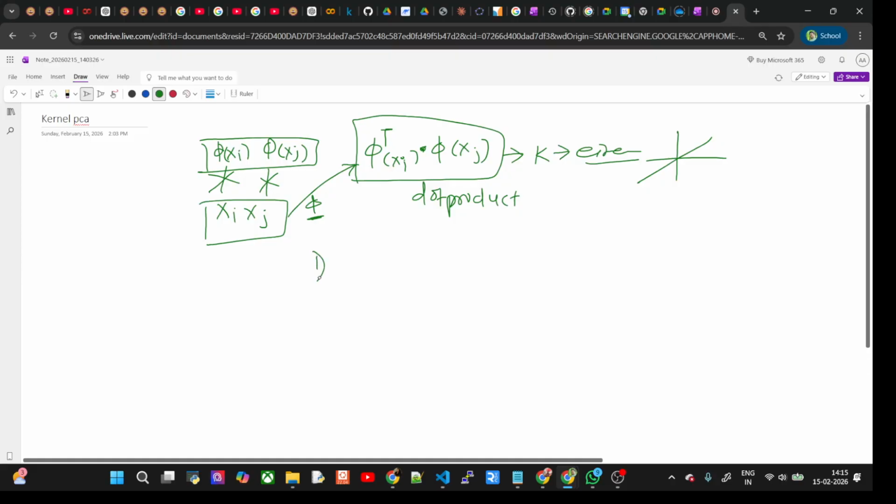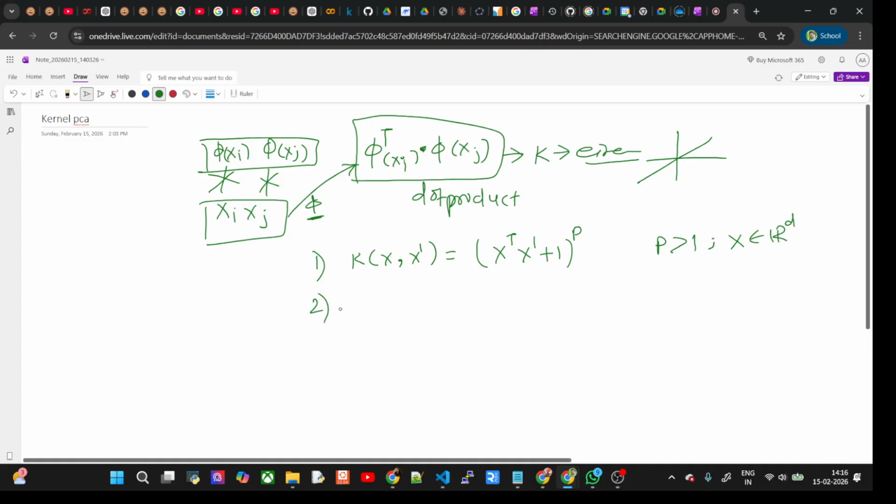And we saw there are two kernels. One is your polynomial kernel, which is nothing but x transpose x prime plus 1 to the power p, where p is greater than 1, like 2, 3, 4, 5, 6, and here x belongs to R^d.